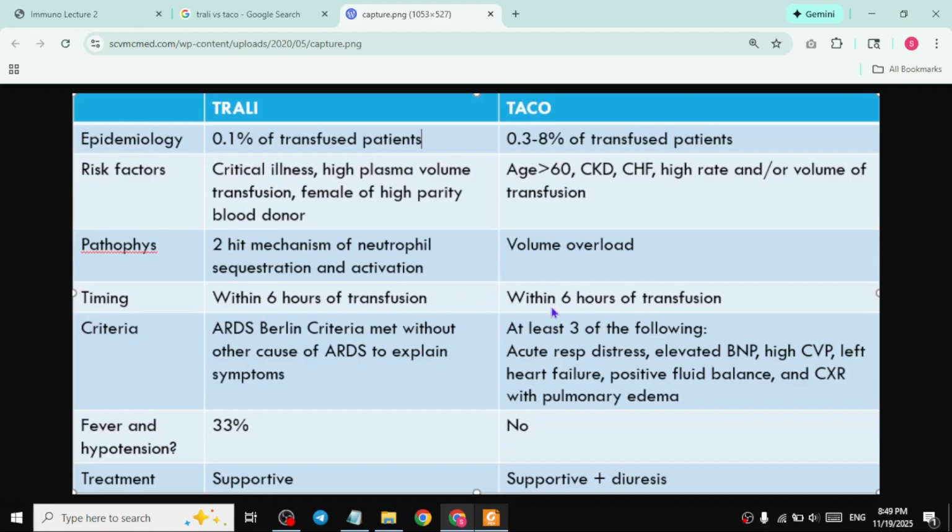Now you see the timing is the same. Usually this can turn into an ARDS. But the main thing is that because TRALI is inflammation mediated, you will see fever and hypotension. You won't see such a thing over here. This one is going to be straightforward. You're going to have to fix the heart failure or maybe try to fix the chronic kidney disease and then drain them out. But for TRALI, you require immunotherapy. TRALI versus TACO is an important diagnosis to consider.